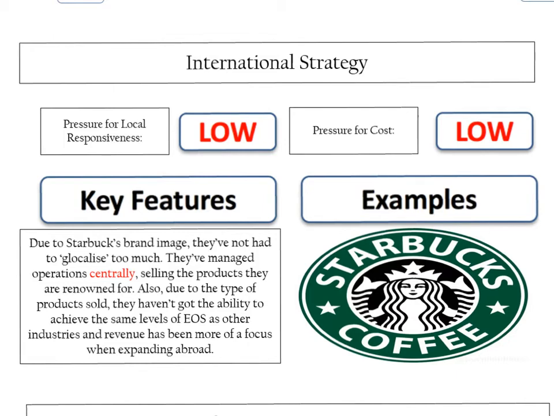So I thought, due to Starbucks' brand image, they've not had to localise too much. They've managed operations centrally, selling the products they are renowned for. Also, due to the type of products sold, they haven't got the ability to achieve the same levels of economies of scale as other industries, and revenue has been more of a focus when expanding abroad. Now, I'm not saying that Starbucks don't achieve economies of scale. I'm not saying that at all, because they obviously do. If we think about, for example, their coffee bean production, it'd be very hard to say that they don't achieve economies of scale as a whole company based on that production alone.